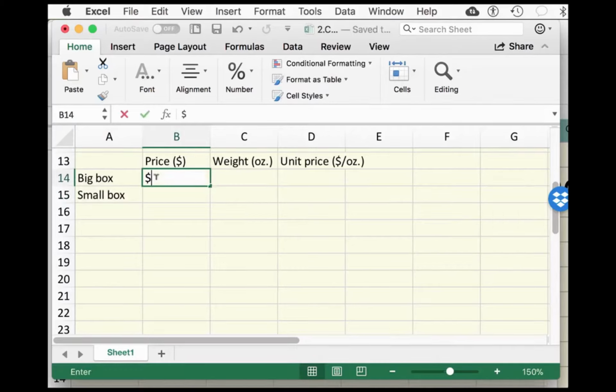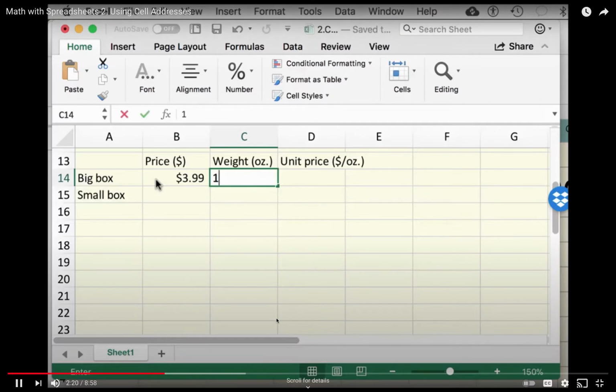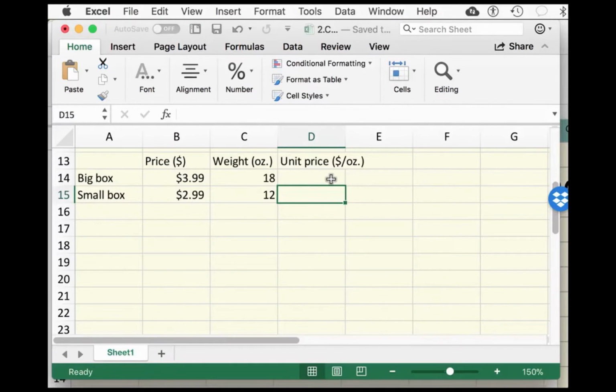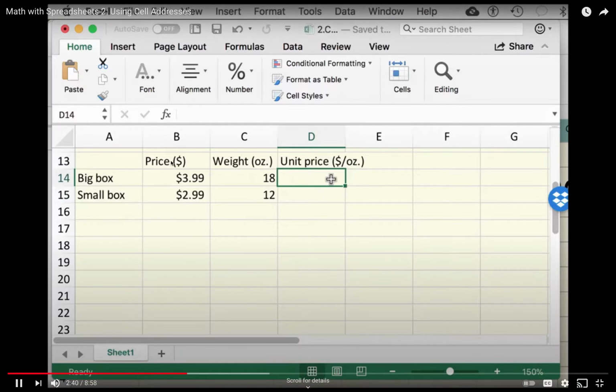So we're typing in all the data from the prior situation, and we put in the price, almost $4. The 18 ounces are put into cell C14, and we put in the price of the small box, including the dollars, and 12 ounces in. And we can then divide it. So it looks like the first calculation, we're going to have to type in equals B14 divided by C14, excuse me, that's row 14.